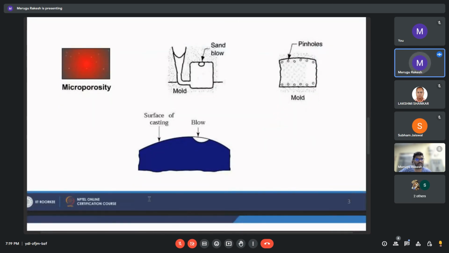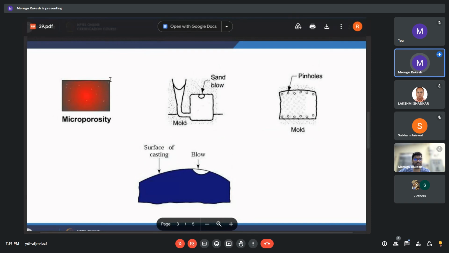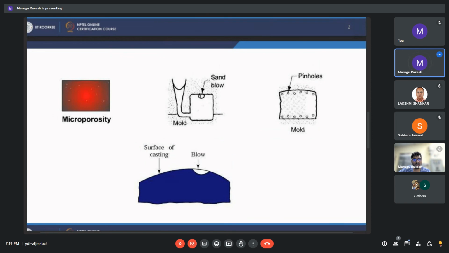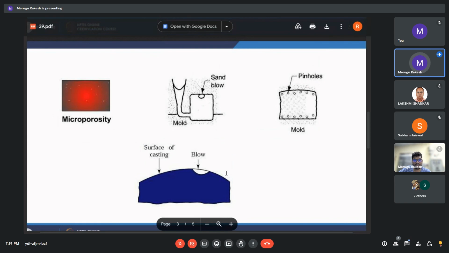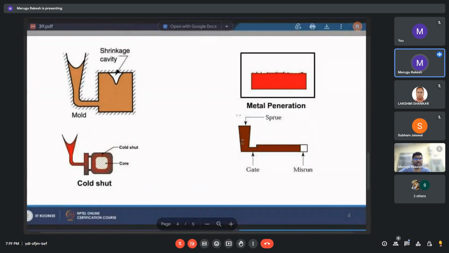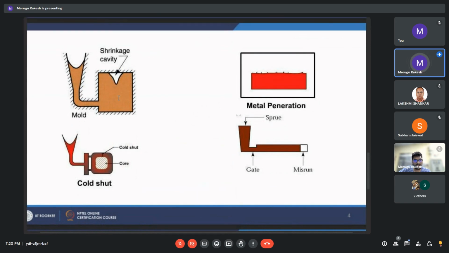If you see these figures, the first one is microporosity, the small dots that you can see. Then this is a blowhole or sand blow, and this is a blow which is open to the surface. And these are the pinholes that I discussed, small pinholes within one region, where we can see many holes. This is a shrinkage cavity that happens on the center line. It can happen inside as well.